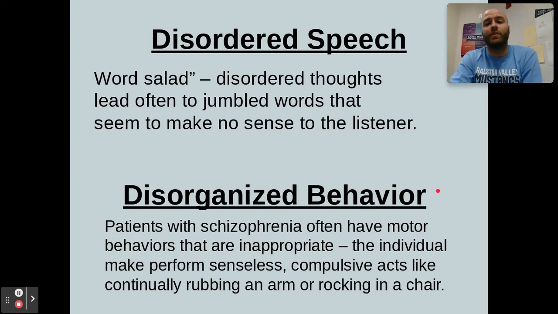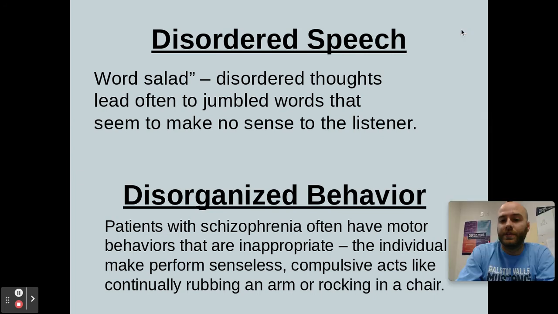Disordered behavior is our final positive symptom, and patients with schizophrenia often have motor behaviors that are inappropriate, so certain tics or certain things that they consistently do. The individual may perform senseless, compulsive acts like continually rubbing their arm or rocking back and forth in a chair. Something like that is a positive symptom of schizophrenia.